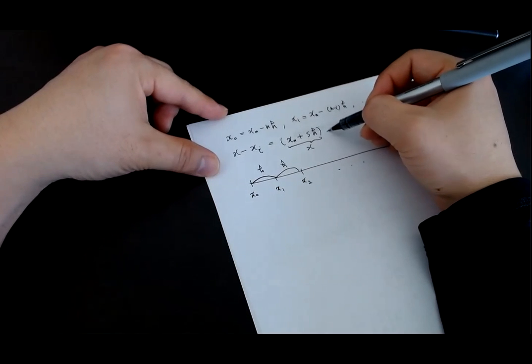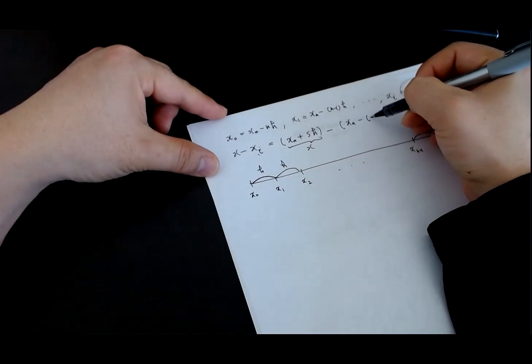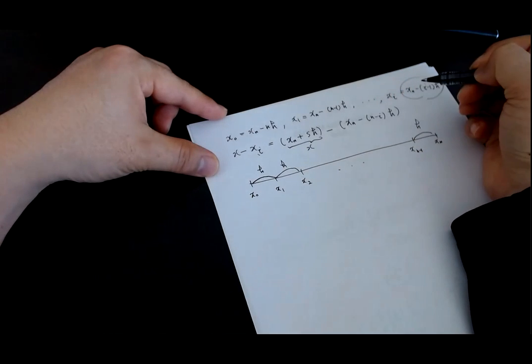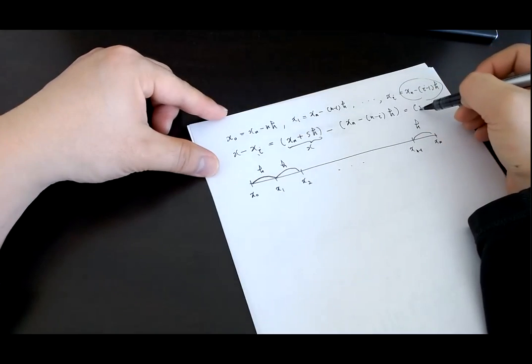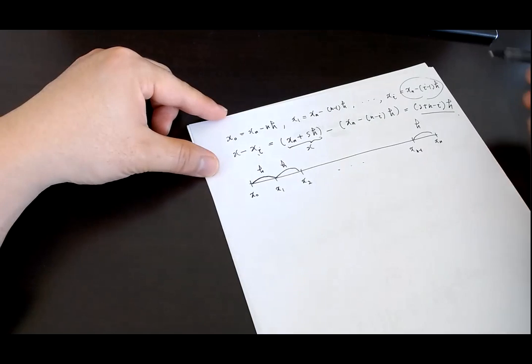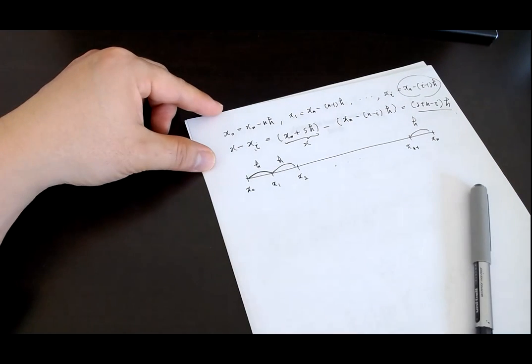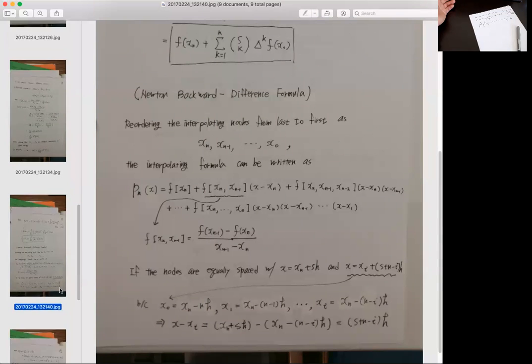x minus xi, we plug in this one right here, xi. Then we're going to get xn plus s times h minus xn minus n minus i times h. And to simplify this expression, we're going to get s plus n minus i times h. So that's why we got this: x is equal to xi plus s plus n minus i times h. Or we can say x minus xi is equal to s plus n minus i times h. Okay.